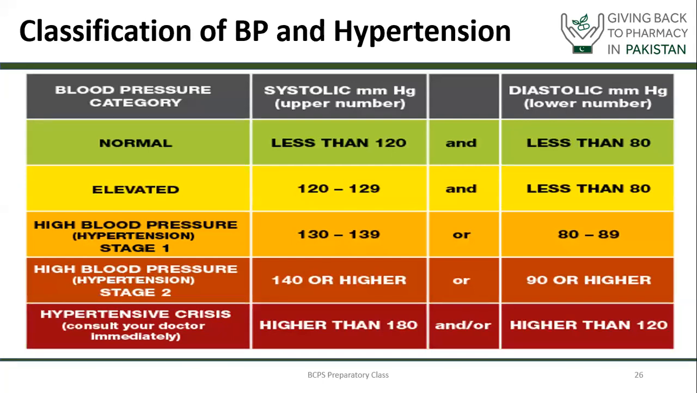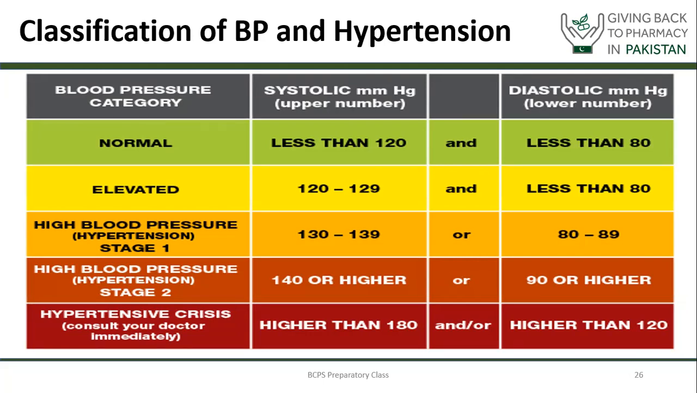There are stages: normal, elevated, and high blood pressure, hypertension stage 1 and stage 2. Then hypertensive crisis or hypertensive emergency. If the patient fulfills any of the criteria, he can come in this stage. If he fulfills both, he is unanimously in this stage. But if he fulfills only one box, either systolic or diastolic, then it is called isolated systolic hypertension or isolated diastolic hypertension.